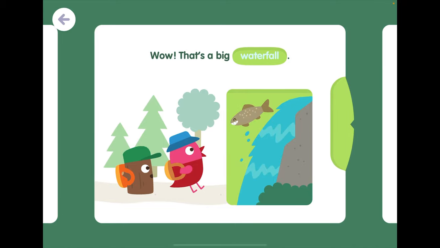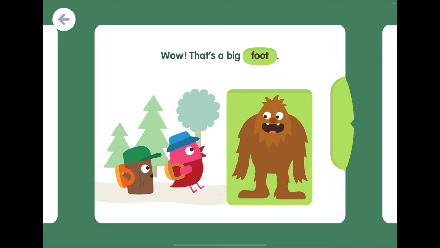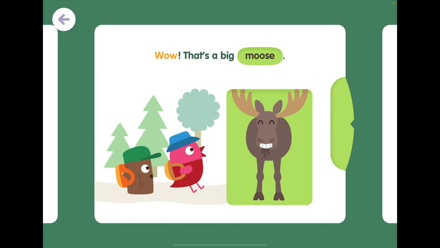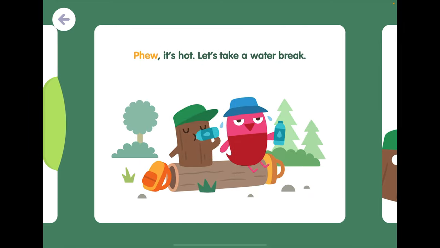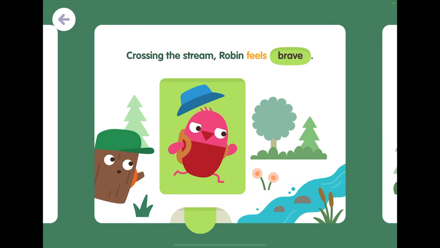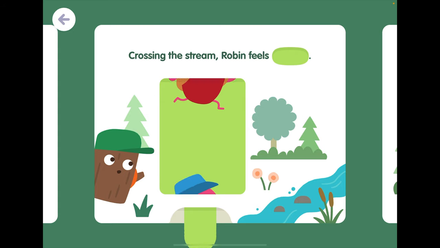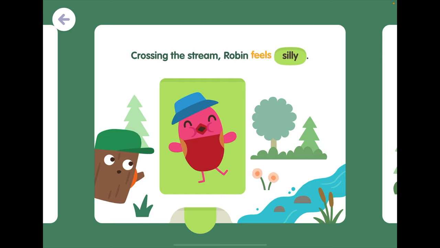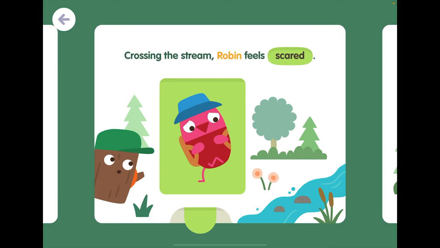Wow, that's a big waterfall. Wow, that's a big foot. Wow, that's a big moose. Phew, it's hot. Let's take a water break. Crossing the stream, Robin feels brave. Crossing the stream, Robin feels silly. What do you think? Does Robin feel silly or brave crossing the stream? Robin feels scared. Maybe scared. I might be scared too.